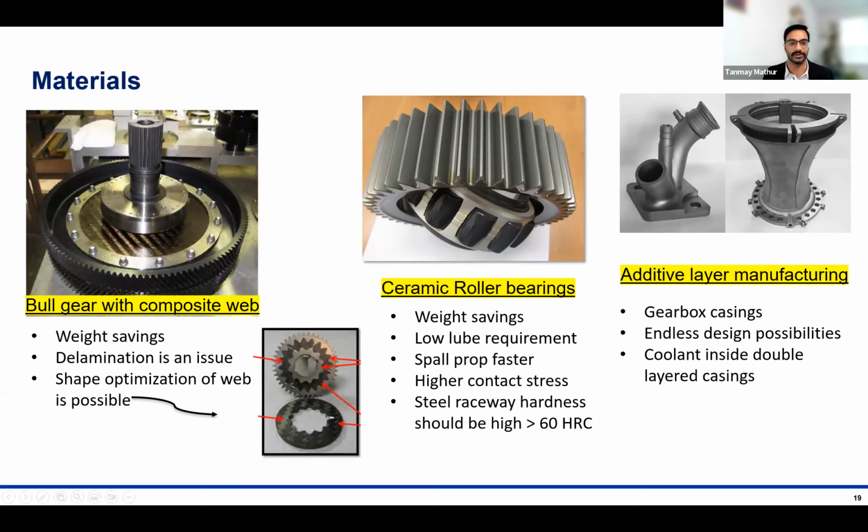Right. Ceramic rolling bearing elements are again great with lower lubrication. Also, ceramic rollers are lighter than steel rollers, so you can get weight savings. You have to carry a lower level of lubricant. The drawback here is that they fail faster once the failure initiates, and you have to deal with higher contact stress.